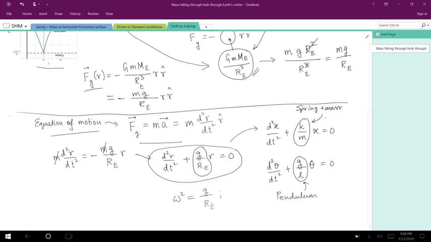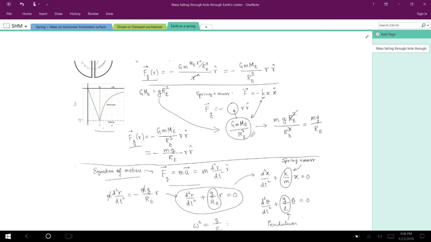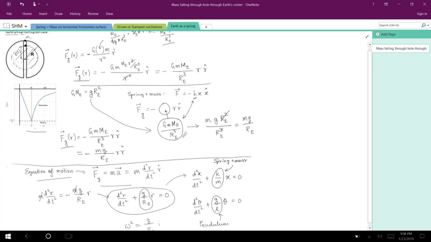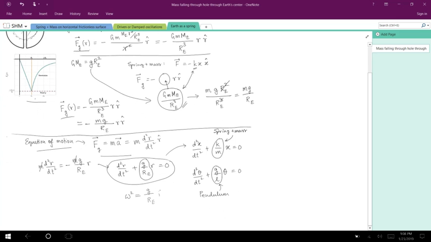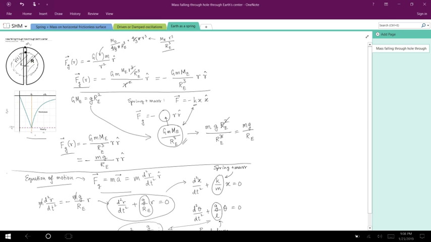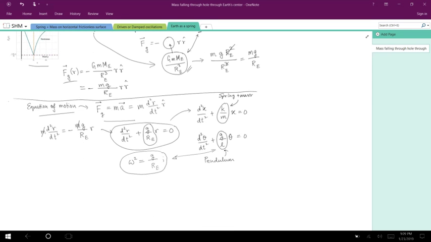Right, so essentially this problem where we threw a ball down a hole through the center of the earth is nothing but a simple harmonic motion. And look, it kind of resembles a pendulum where the length of the pendulum is the radius of the earth. So as if we have a pendulum with the length of the string equal to the radius of the earth.